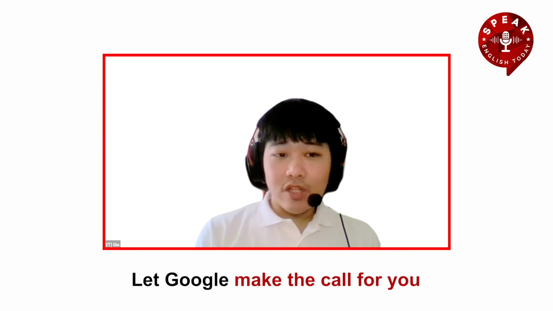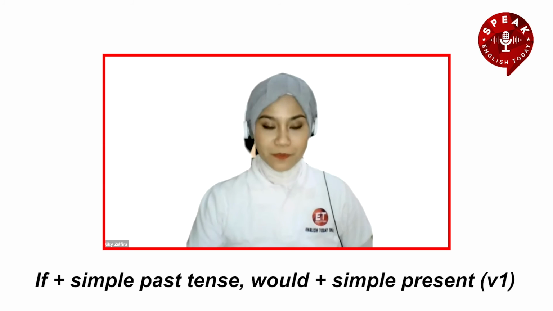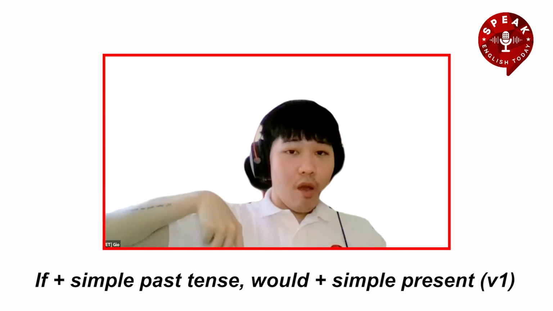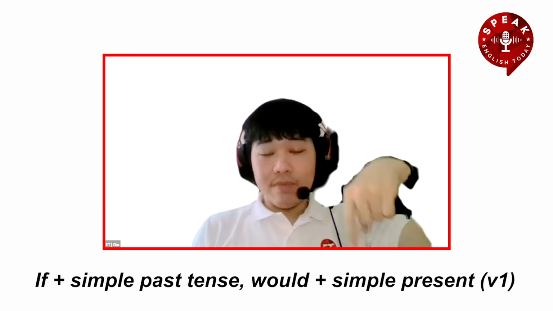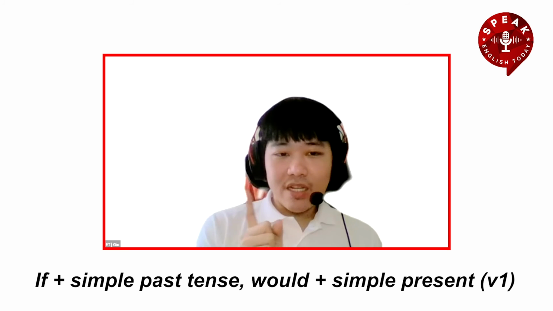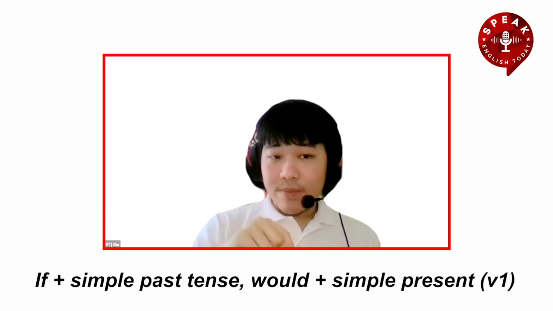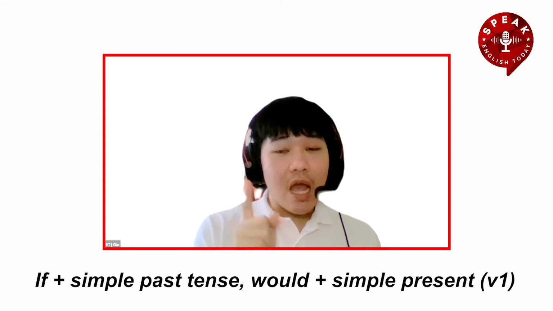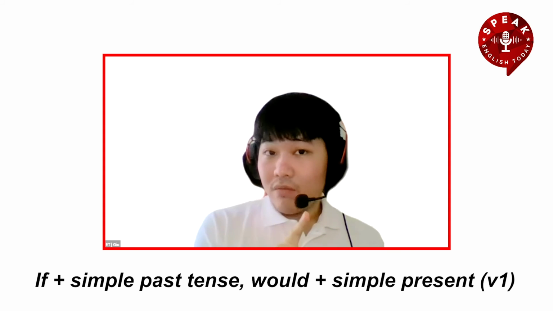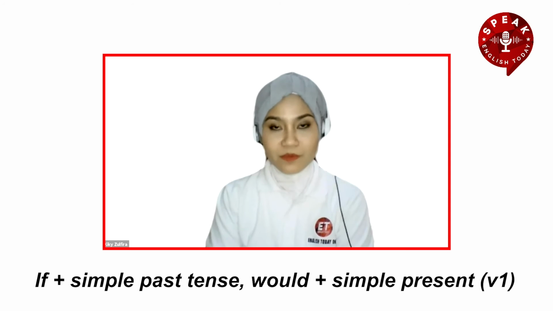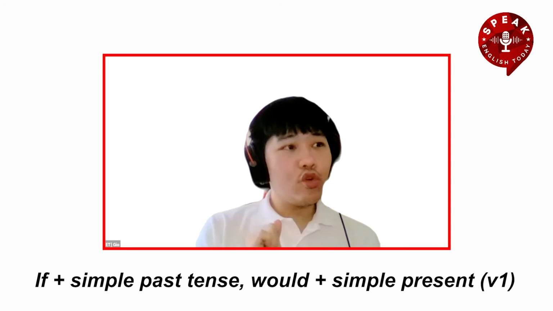So basically, for the second conditional, we use if plus simple past tense, comma, would plus simple present or verb one. But you have to remember, in the if clause, if plus simple past, if the subject is an I, we use were. Yes. If I were Kiki, I would.